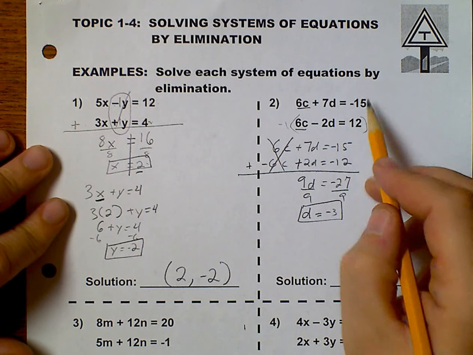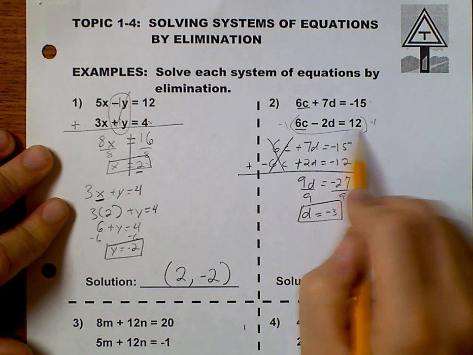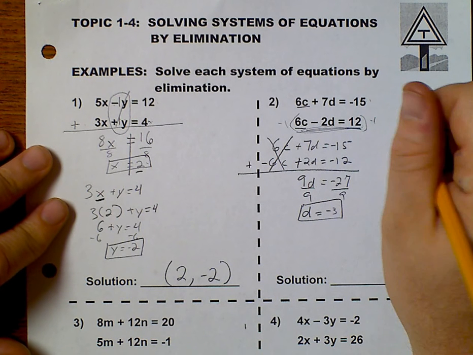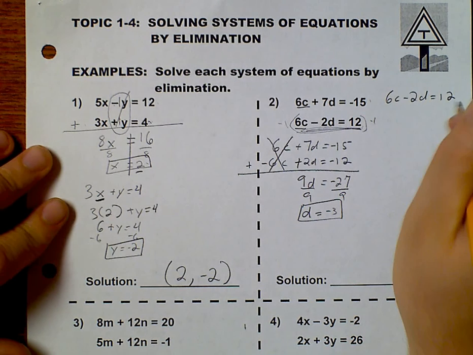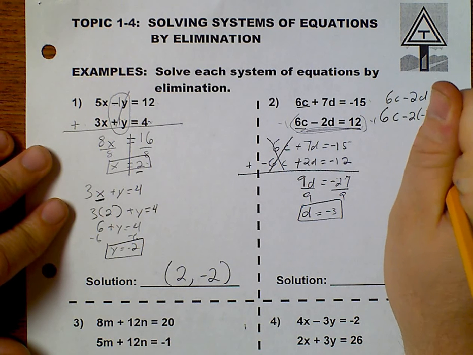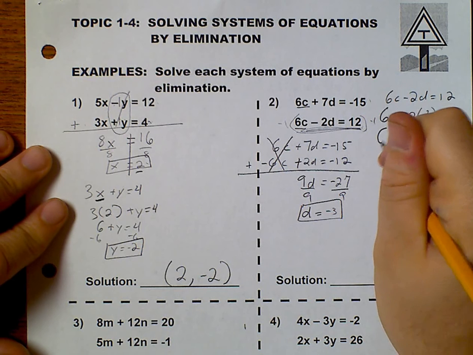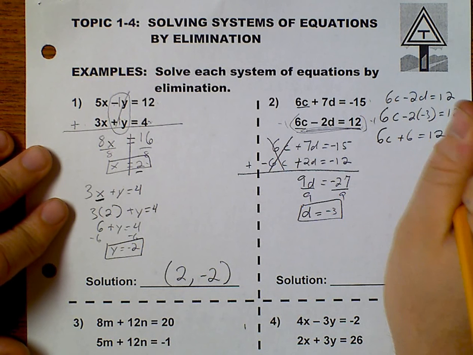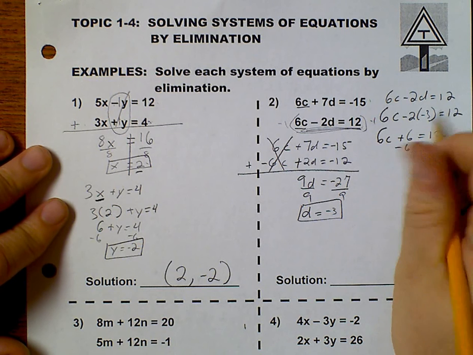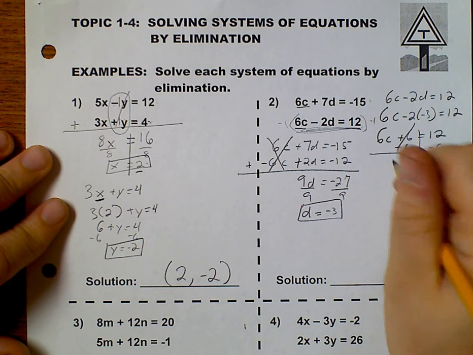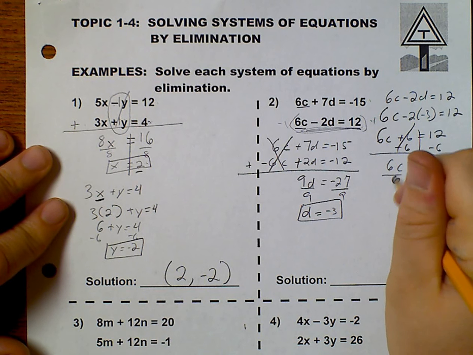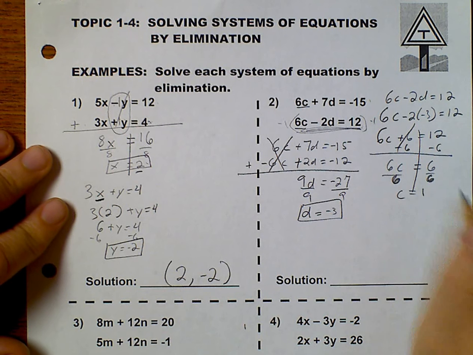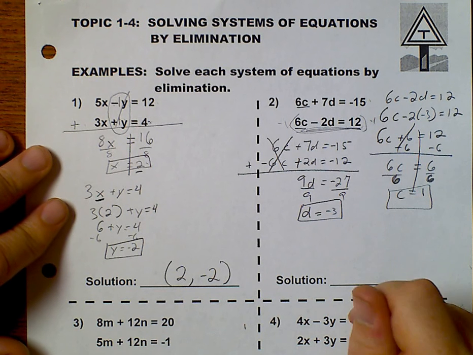Now I'm going to choose either one of my equations. I like this equation because it's got smaller numbers. And every time I see d, I'm going to replace it with negative 3. 6c minus 2d equals 12. So that's 6c minus 2 times a negative 3 equals 12. So 6c plus 6 equals 12. When I subtract 6 from both sides, I get that 6c equals 6. And dividing by 6, I get that c equals 1. Remember, I need to go in alphabetical order. So this would be 1, negative 3.